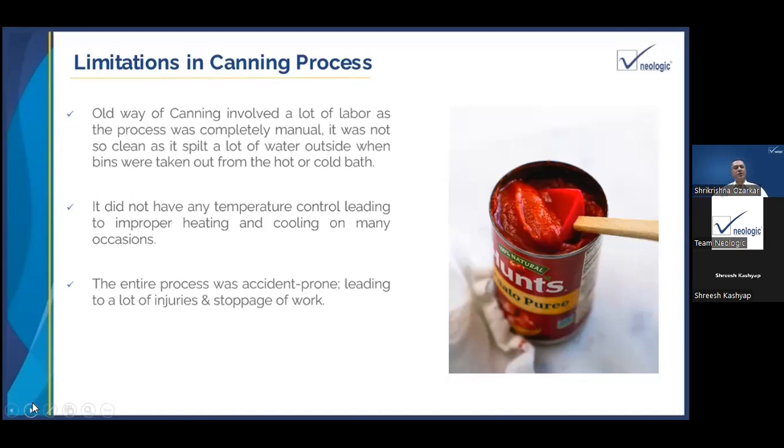Then it has a lot of stoppages. It was having a lot of injuries to the people. So all this put together, there were limitations in the canning process. And this is how the evolvement of aseptic processing started.